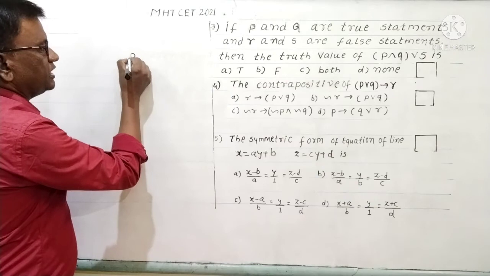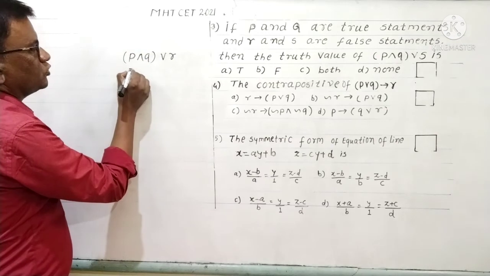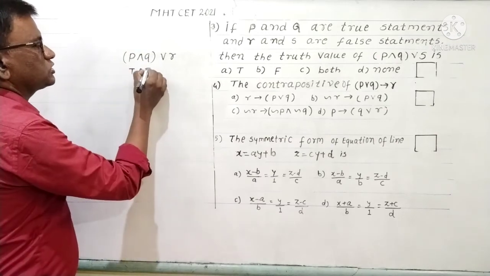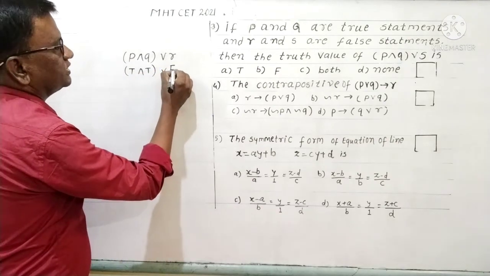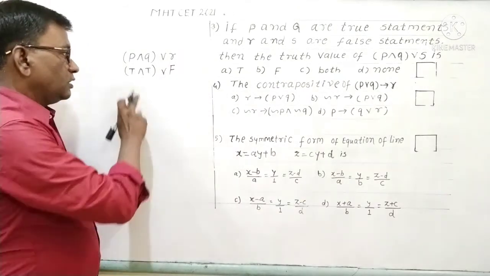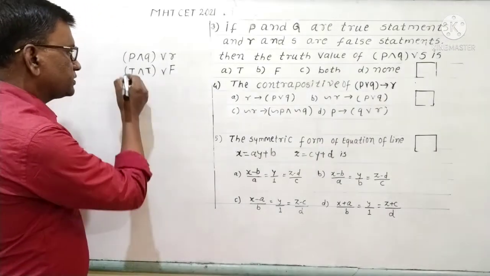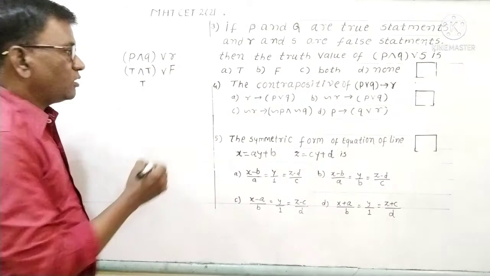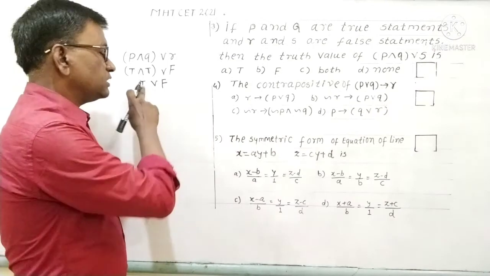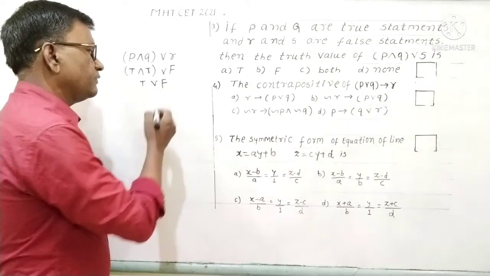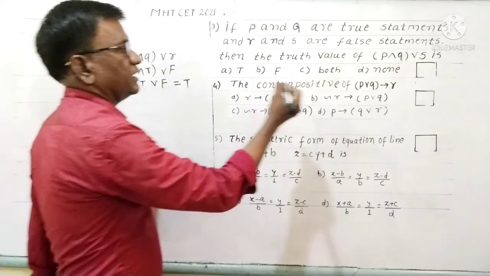Here we have the statement P and Q or S. P is true, write here T, and Q is true, write here T, or S is false, so write here F. And means conjunction, T and T is T, or F. Or means disjunction, and in disjunction we have the relation T or F is equal to T. So answer A is correct.